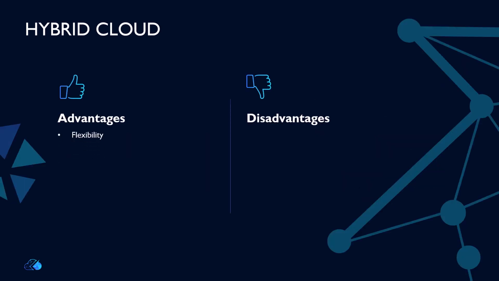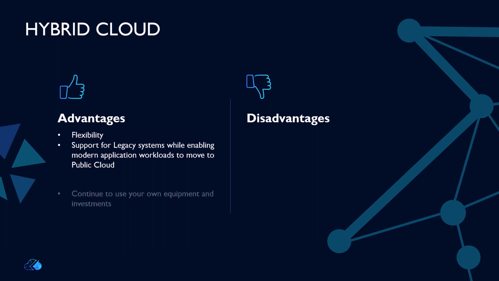Advantages, flexibility, because now I can provision to public cloud or on premises. My consumers have options. Support for legacy systems while enabling that modern application development so that we can move to public cloud successfully. And we can continue to use our own equipment and investments. Perhaps we've already spent a lot of money on servers in the data center. Well, let's exhaust those servers when they're due for refresh. Maybe that's the time to move to public cloud.